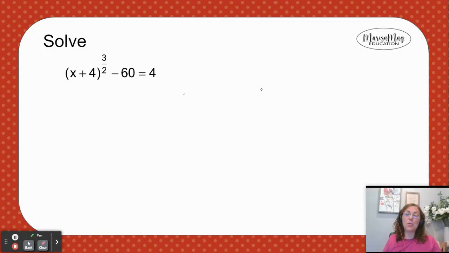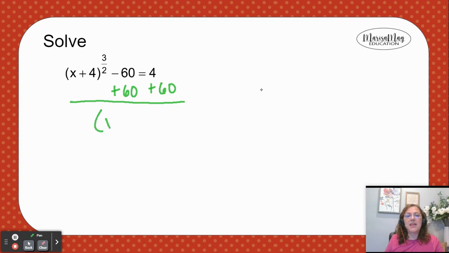In this video, we're working with an equation that has a fraction as its exponent. So let's take a look. When I solve an equation like this, I want to first get that term that has the fraction exponent all by itself. And I'm going to do that in this case by adding 60 to both sides. That leaves me with x plus 4 to the 3/2 power equals 64.